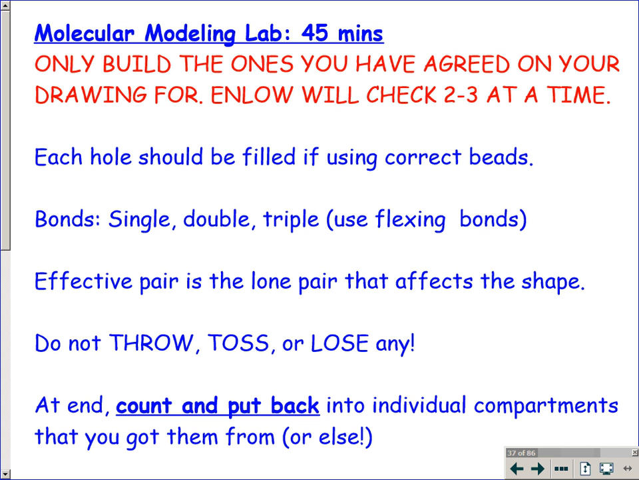Class, 3, 2, 1. Somebody may have already built this. Hold up PCL5 if you have it built. PCL5 is like the third to last one. Okay, if you don't have it built, it's okay. Look up here for me. If you hold it so that you have 3 in the middle on the equator and 2 on top and bottom, you should be able to see the structure. You don't even have to look at your paper.